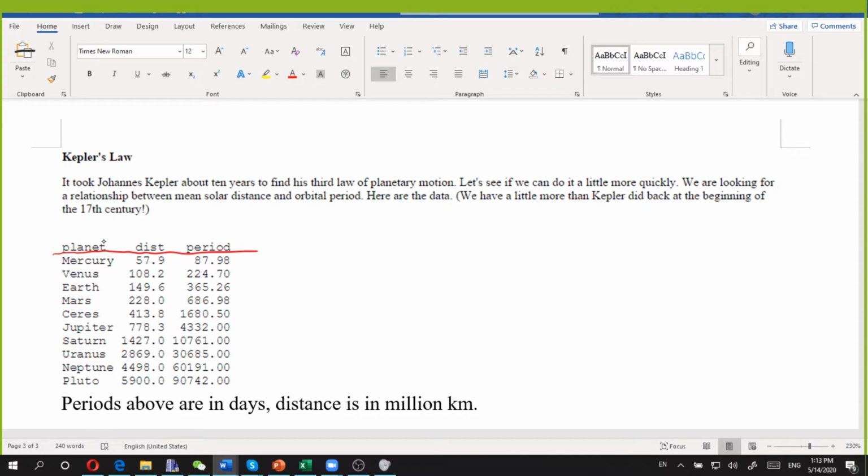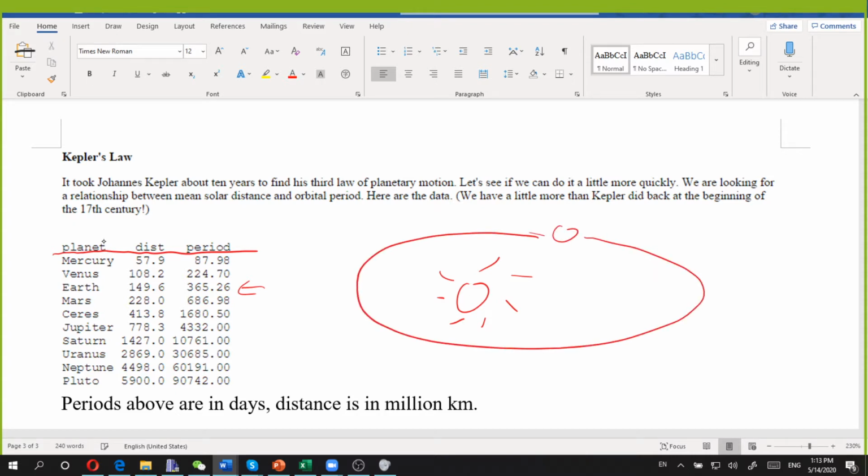Okay, so I've got their distance and I've got their periods, which is the time it takes to complete one rotation around the Sun. So for Earth, it takes us 365 and about a quarter of a day to rotate around the Sun once, which is why we have a leap year. Every 4 years, we have an extra day to make up for that 0.26 of a day. Okay, any questions on what our table represents?